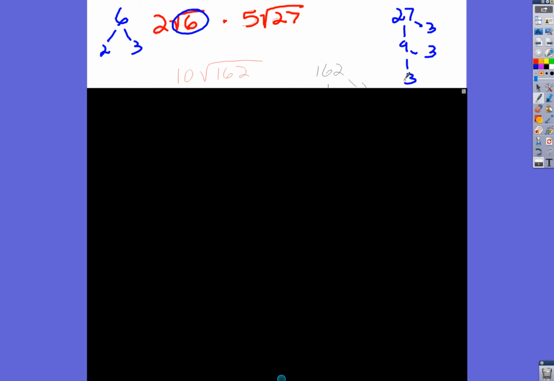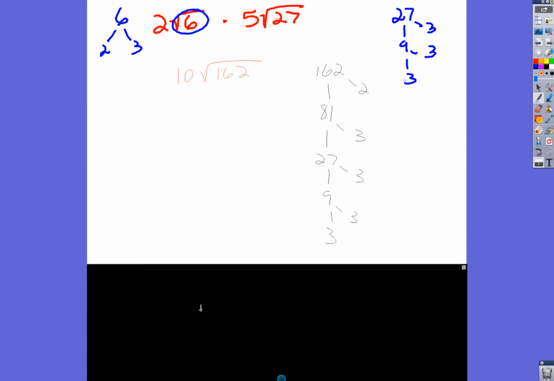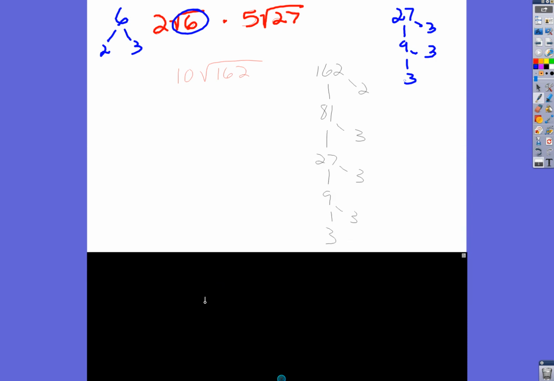Take a wild guess what I'm going to get when I do a tree with 162. 1, 2, and 4 3s. So if you feel comfortable with your multiplying skills and your factor trees, and you want to get the 162 first and then do the tree, that's fine. If you want to deal with the factor trees when the numbers are smaller, you can do that as well. The point is that you still have to multiply the coefficients.